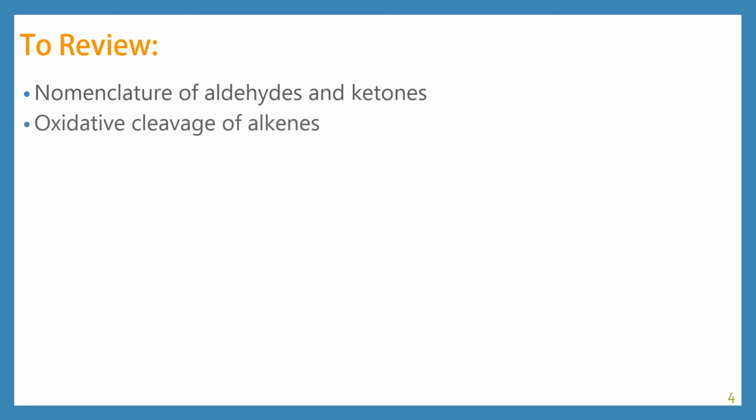So, as we get further and further into OChem 2, you're going to find that you need to recall more and more information from OChem 1. So here are the topics that you need to review before you begin this chapter. You need to go back over the nomenclature of aldehydes and ketones, the oxidative cleavage of alkenes, because hopefully you recall that the products of oxidative cleavage of alkenes create carbonyl compounds.